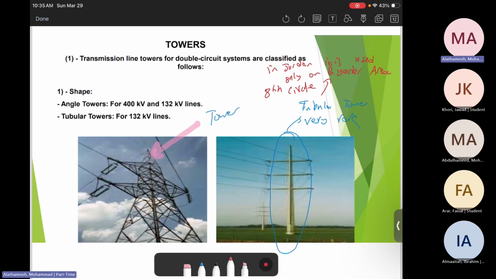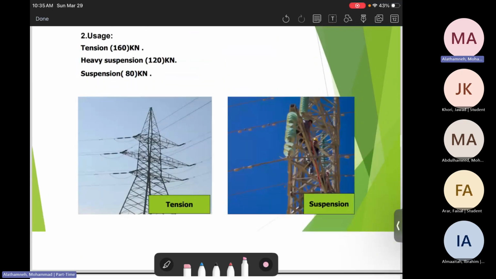Near the Zain station at the Eighth Circle. So there you will see this kind of tubular tower, at the Zain station and at the Bayadir station. That's where you find it. However, the remaining are based on this type of towers. Again, these towers can be either high voltage or extra high voltage. So the tubular tower in Jordan is only associated with 132 kilovolts. However, the angle towers or the other type of towers will be for either 400 or 132. That's the first classification.